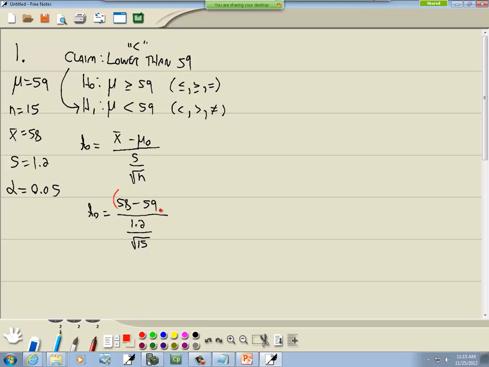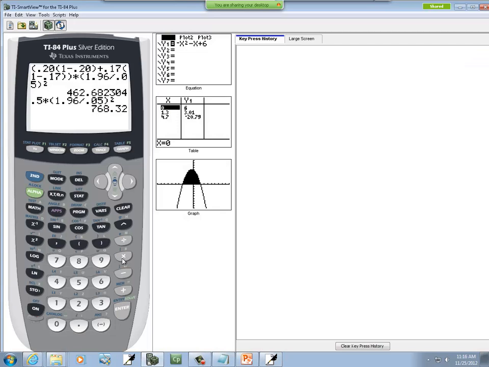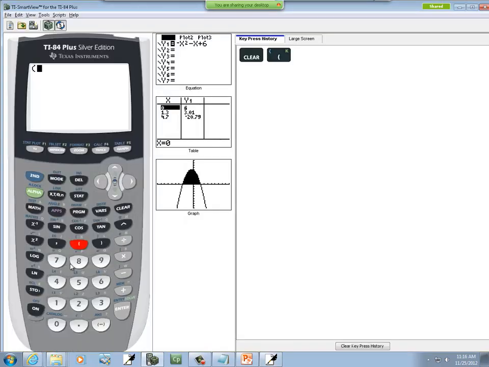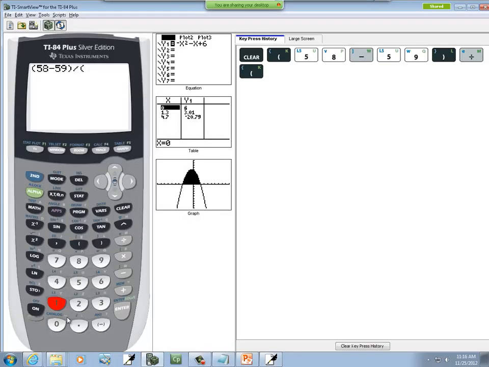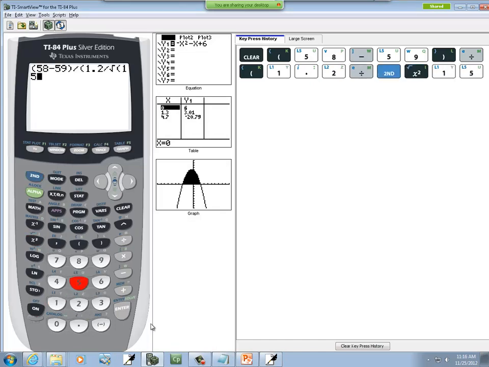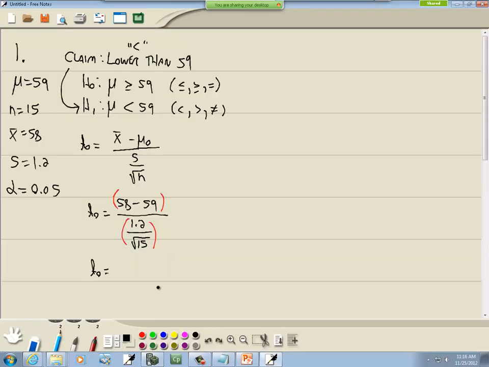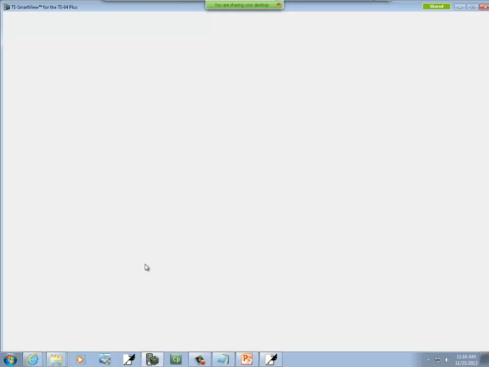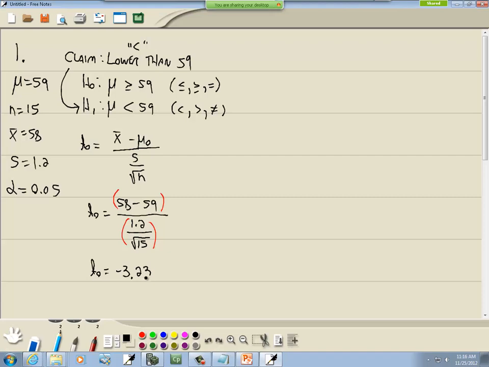Now when you put this in the calculator, you have to make sure you put parentheses around the top and parentheses around the bottom. So let's see what that gives us. I'll put a beginning parenthesis, 58 minus 59, closing parenthesis, divided by beginning parenthesis, 1.2 divided by the square root of 15. Enter. And we get negative 3.23.